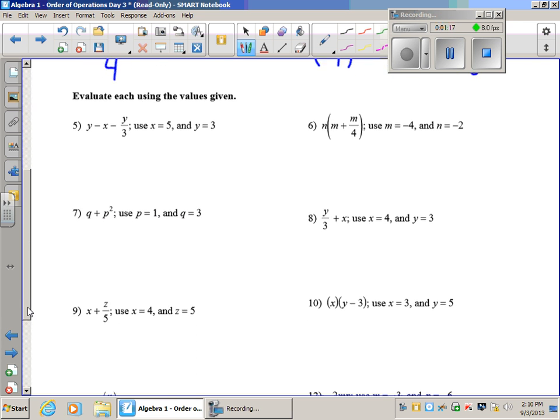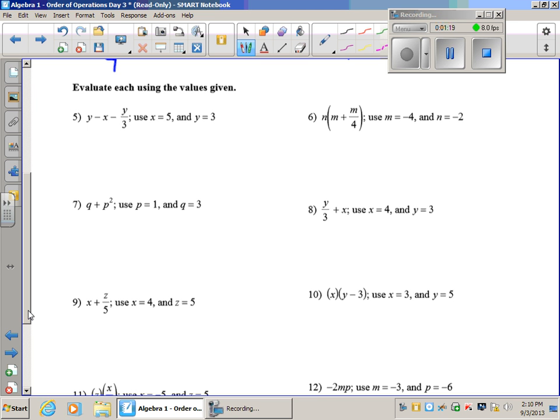Number 5, you replace the letters with the numbers. So you got parenthesis minus parenthesis minus parenthesis divided by 3. All the blue is stuff that was already there. So I'm going to replace the two y's with the value of 3. So 3 goes here and 3 goes here. I'm going to replace the x value with 5, and that goes there.